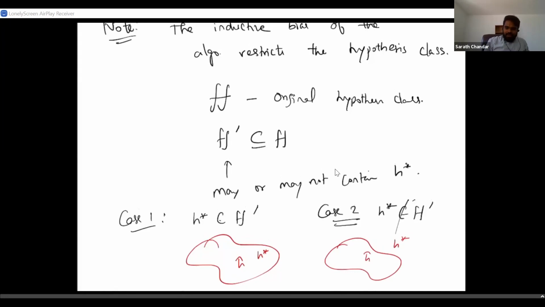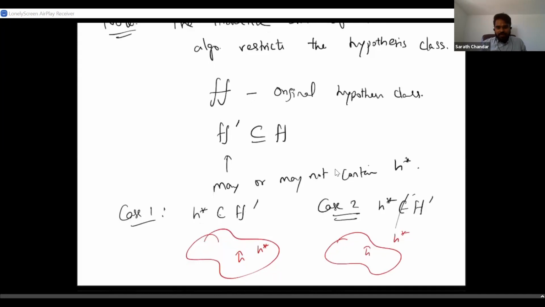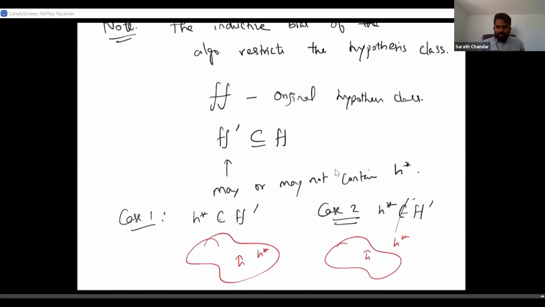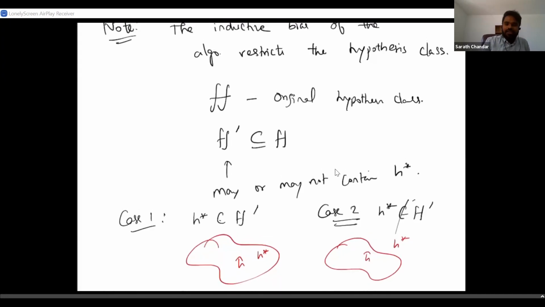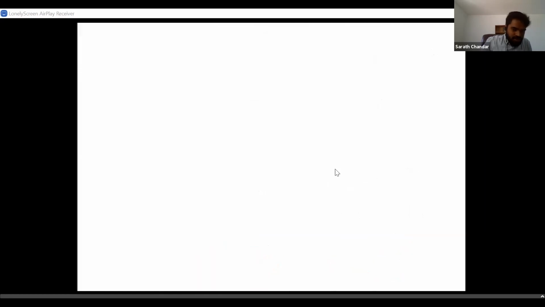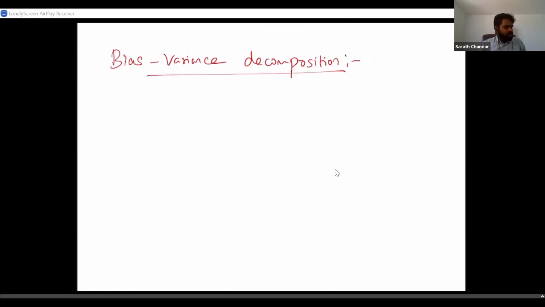Okay, so now this is the setup. Having introduced the true risk and the empirical risk, we are going to discuss one of the central concepts, which is the idea of bias-variance decomposition. We briefly touched on bias and variance in, I don't know, the second lecture or the third lecture, right?